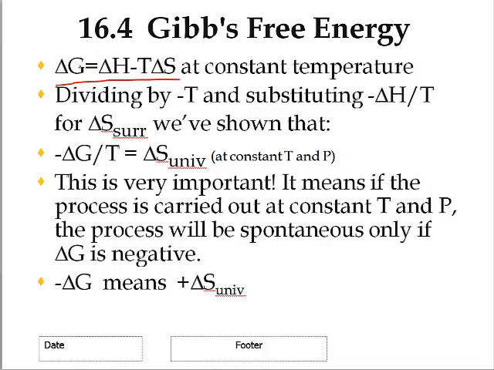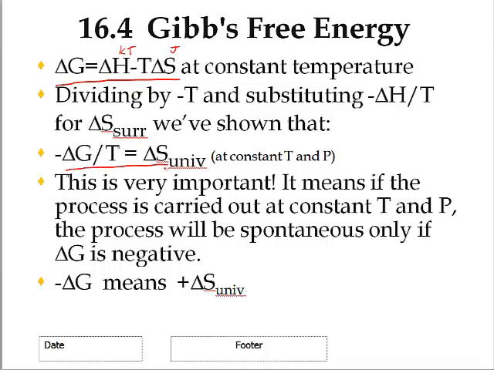Delta G stands for the change in free energy, and it equals the change in enthalpy minus the temperature times the change in entropy. A couple things to remember is that S is usually given in joules and H is usually given in kilojoules. So I'll talk about that a little bit more. We've got to be aware of that. But what is going on here is if we do a little bit of substitution, let's say we divide both sides by negative T and then substitute the negative delta H over T, remember our formula for S, we get this equation right here.